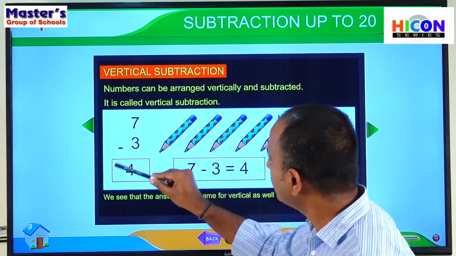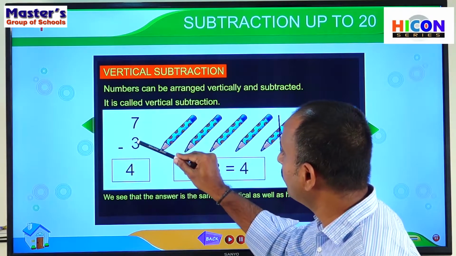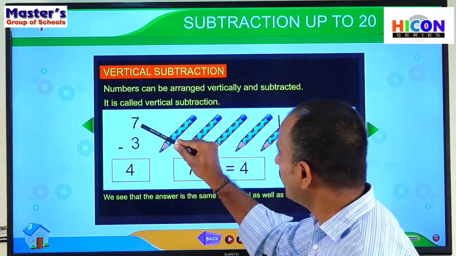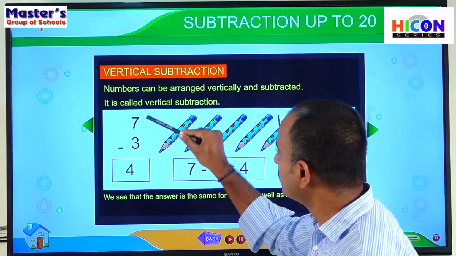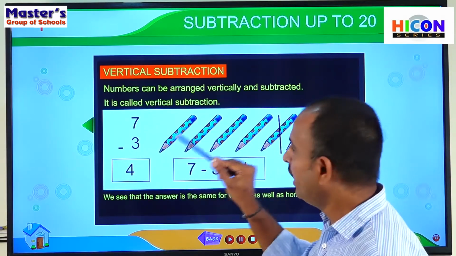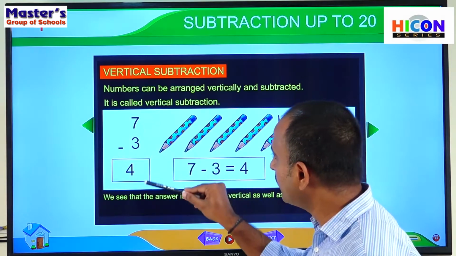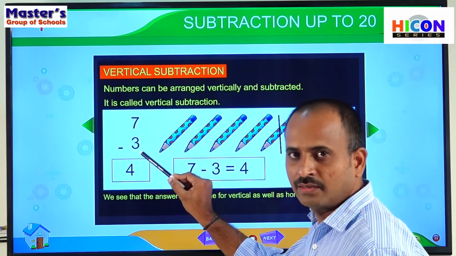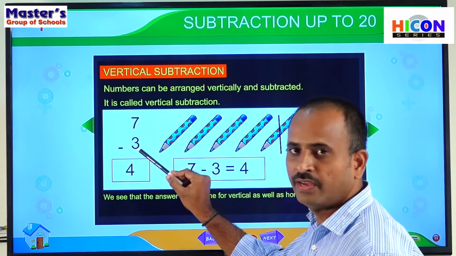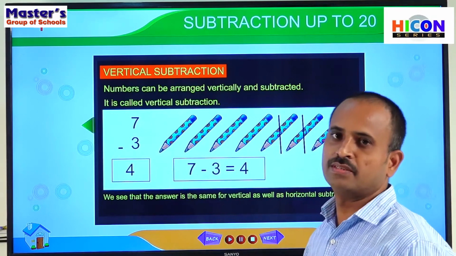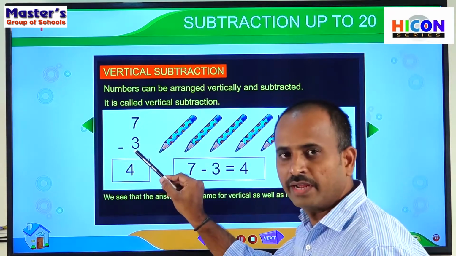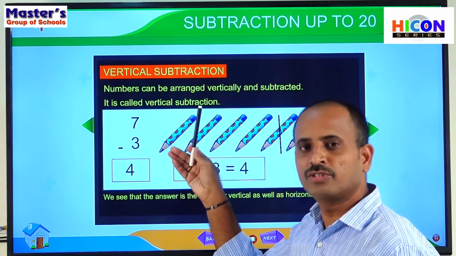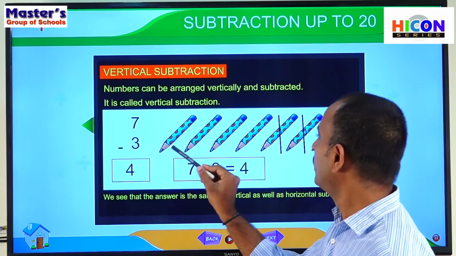So look at this subtraction. Here the two numbers are written one below the other. So the 3 is written below the 7. If two numbers are written one below the other, this is called vertical arrangement. And if you do the subtraction, then the subtraction is called vertical subtraction. So what is the second number here? 3. So that means we have to take away 3 pencils from these 7 pencils. Taken away means we have to strike off 3 pencils among 7 pencils.